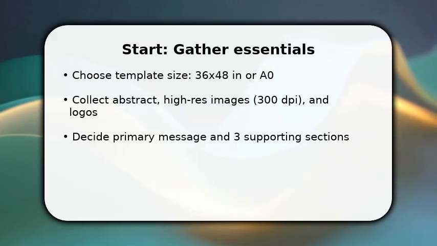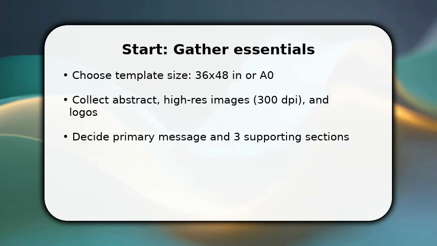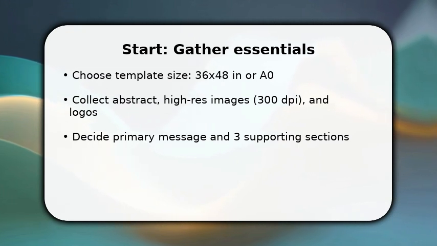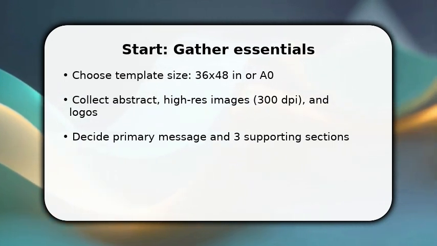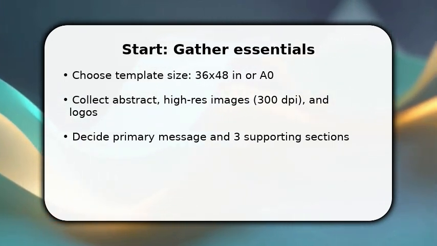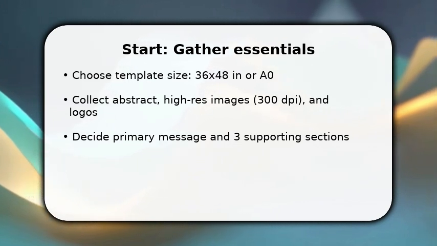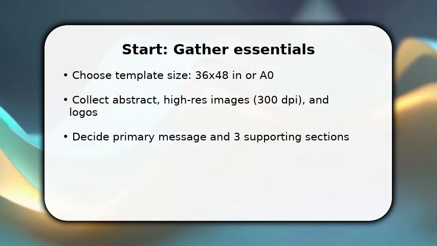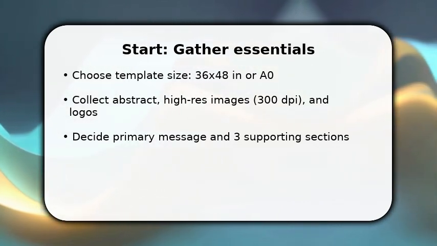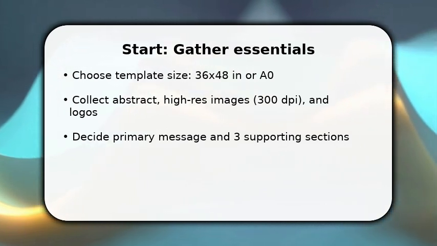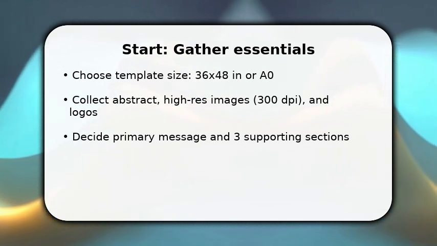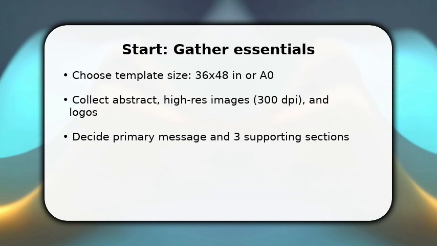You begin by locking in the essentials. Pick a poster size like 36 x 48 inches or A0 so layout decisions follow a fixed grid. Once done, gather your abstract, high-resolution images at 300 dpi and any institutional logos. Make sure to choose one clear primary message and no more than 3 supporting sections to keep focus. You will set margins, column widths, and a readable base font now, because these first choices determine visual hierarchy and make later design faster and consistent.